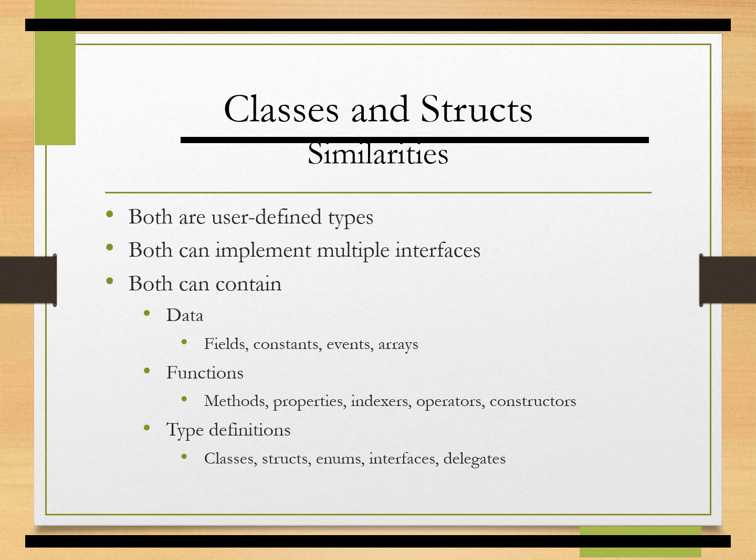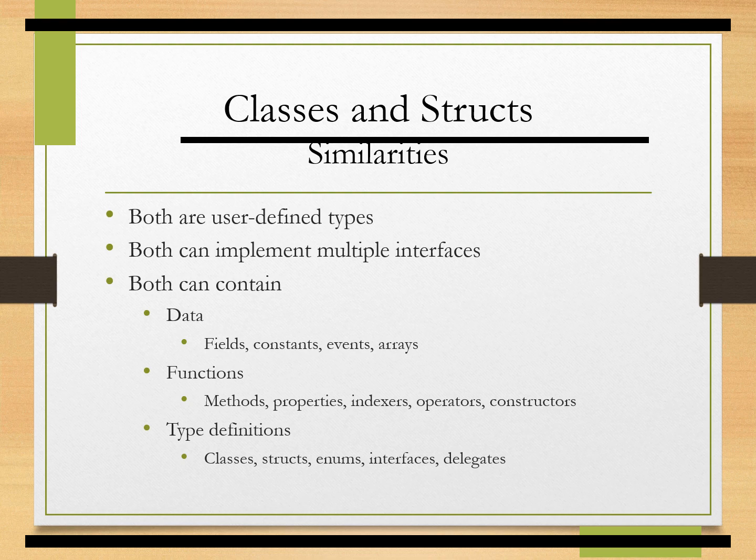What are the similarities between classes and structures? Now we discuss the similarities. Both are user-defined types. The user-defined types can implement multiple interfaces. Both can define data. What is the data? Data can be a field, a constant, a method, an event, or an array. It is known as data.